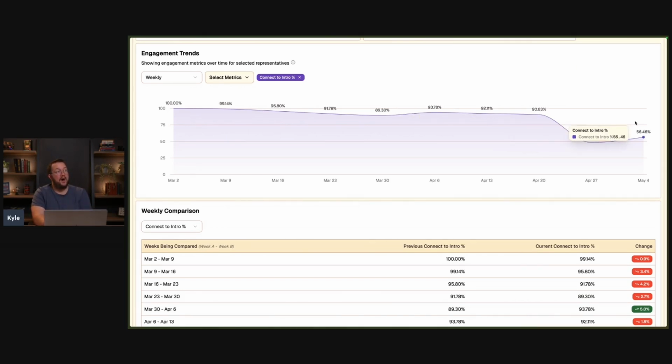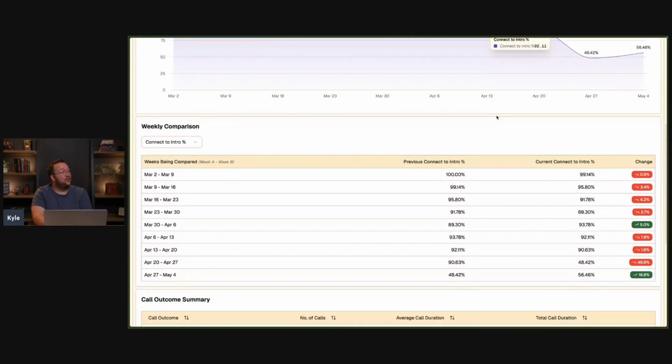And then big drop off. Why? Did we change the lead list? Are we calling different kinds of leads? Like, what's going on? This is at 90, you see? And I can look at connect to intro rate and I can see the percentage change. I can start seeing trends, week over week trends, and go like, gosh, we've just been dropping, a little spike, dropping, a little spike. What's going on?